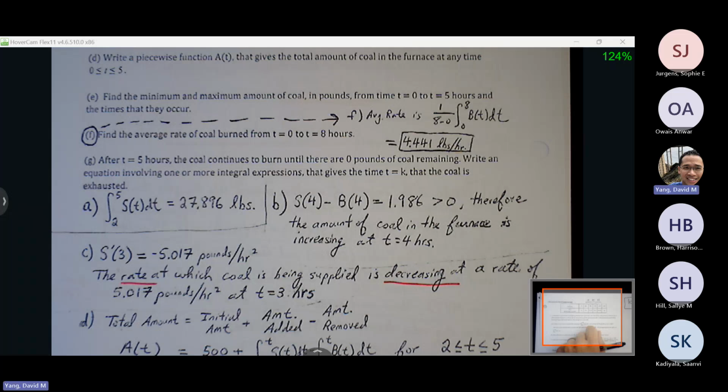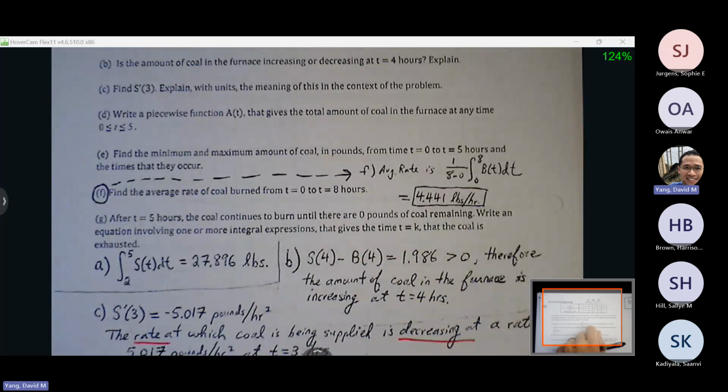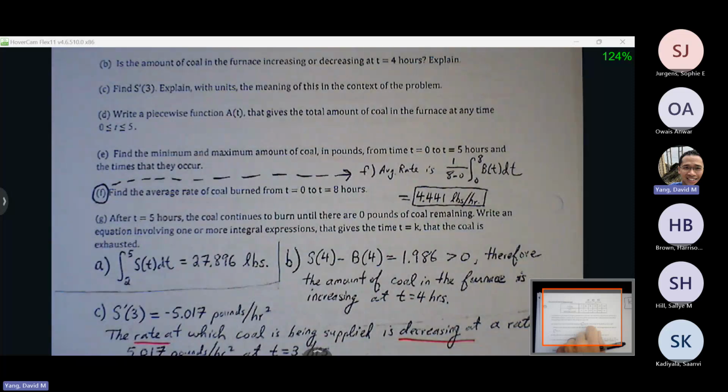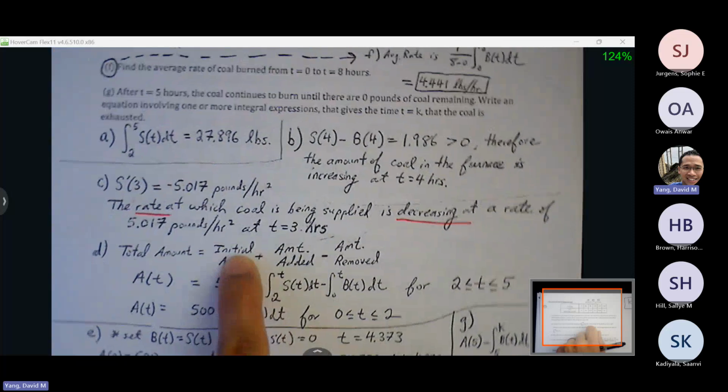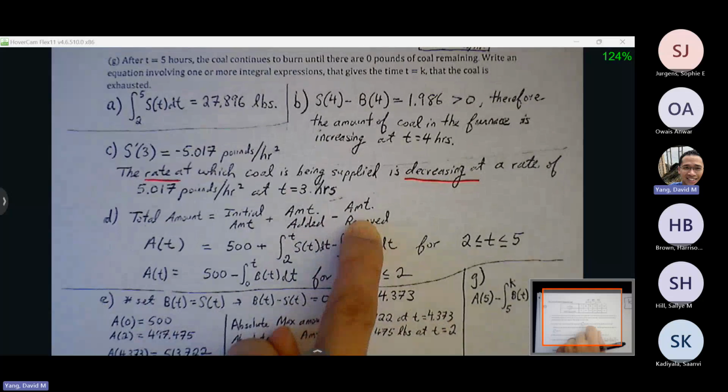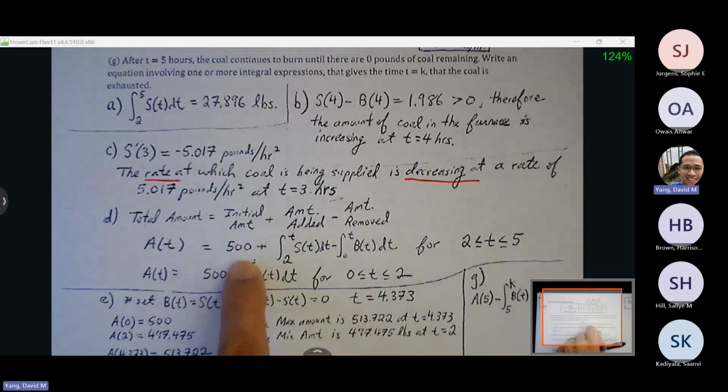Part D, write a piecewise function A of T that gives the total amount of coal in the furnace at any time. So this is the formula that we've been practicing with when it comes to rate in, rate out problems, that there are three sets of information we have to keep track of. How much do we have to begin with? How much has been added? And how much has been removed? So we know 500 is the initial amount of coal in the furnace.